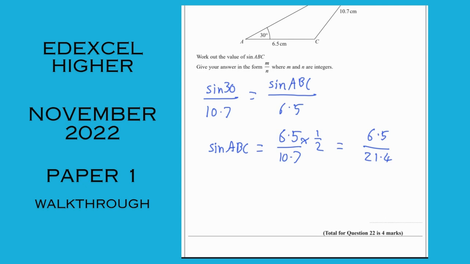21.4. Problem, it wants them as integers. That means get rid of decimals. Well, decimals are easy to get rid of. There's one decimal point, we'd like to move it up. So let's times by 1, bit like rationalising a denominator. But let's times top and bottom by 10. We get 65 over 214. On we go.